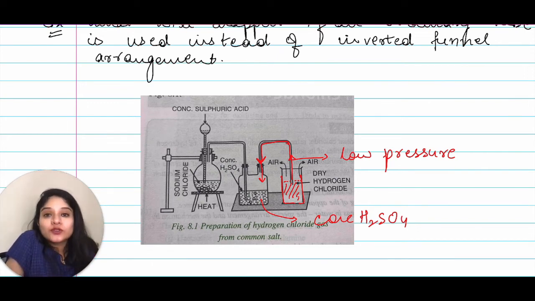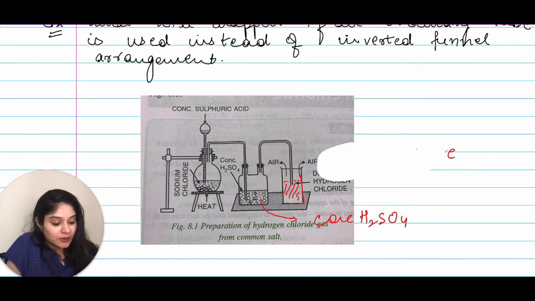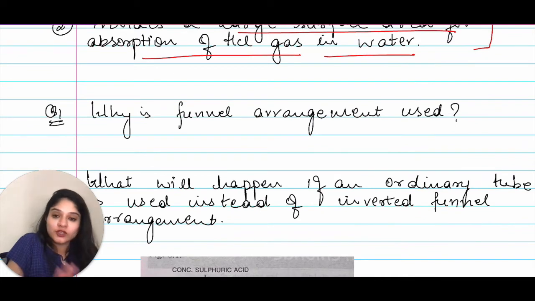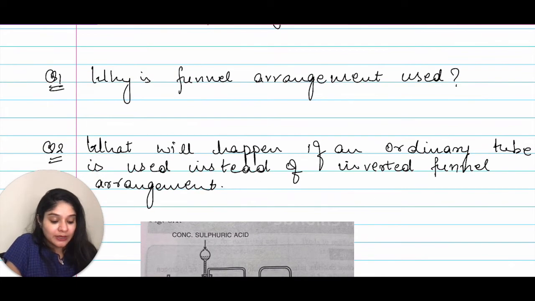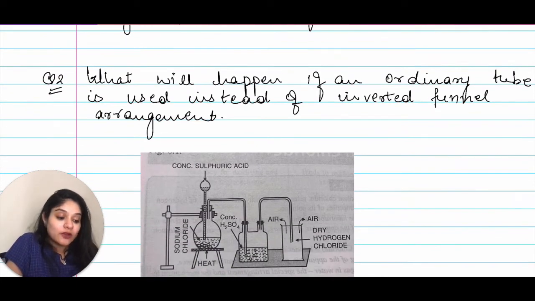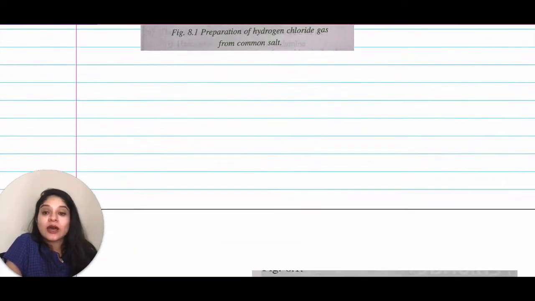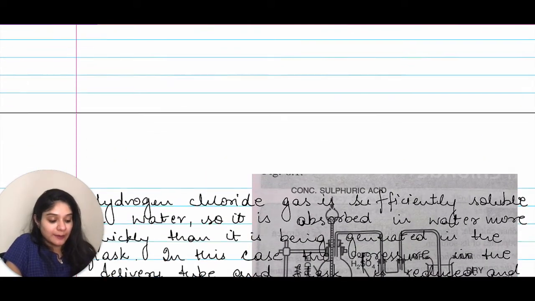Therefore, why do we use the funnel arrangement? We use the funnel arrangement to reduce the chances of back suction. So that's your answer for that. Now, let's come back here. Why is the funnel arrangement used? We just discussed that. What will happen if an ordinary tube is used instead of the inverted funnel arrangement? That is also what we just discussed. Now, let's look at the kind of answers you can mention in the exam.